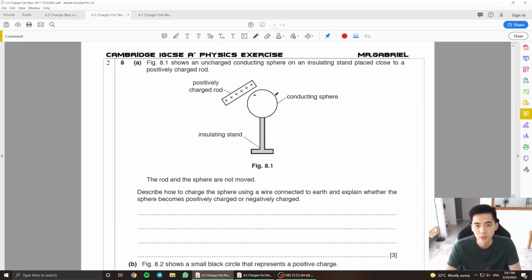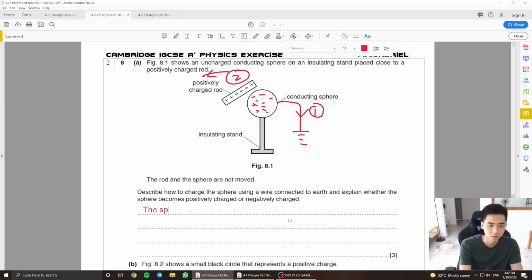In order for this sphere to be negatively charged, what's going to happen is we have to connect it to an earth wire, right? This will allow the excessive amounts of electrons to flow upwards. When the excessive amount of electrons flow upwards, it's going to become negatively charged. And then after that, we have to remove this first before we remove this, right, then the electrons will be stuck in this metal sphere. So first and foremost, I'm going to state that the sphere will become negatively charged.